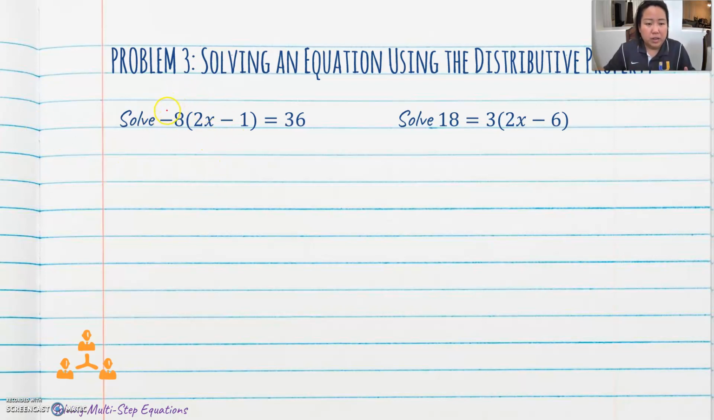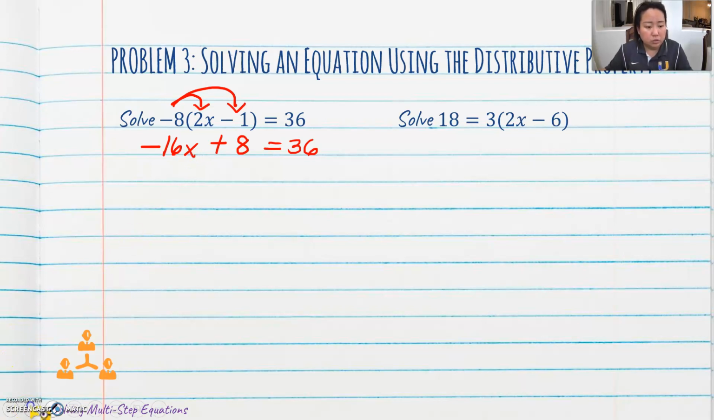So this is going to be negative 8 times positive 2, that is going to be negative 16x, okay? Negative 8 times negative 1, that is going to be a positive 8. And so this is going to be equal to 36. And now you can solve for your variable.